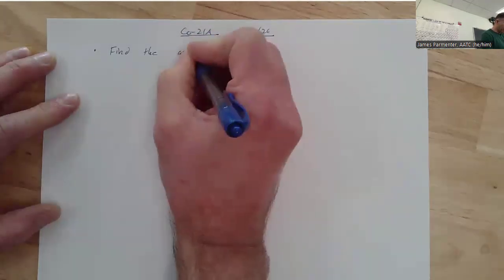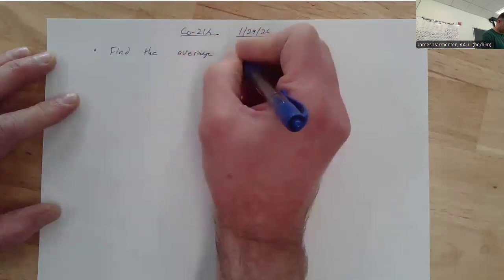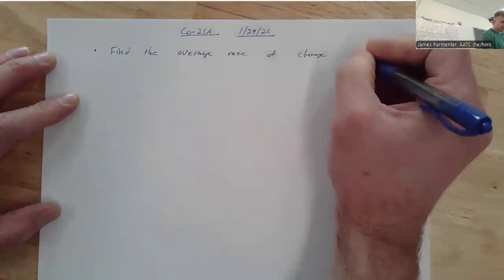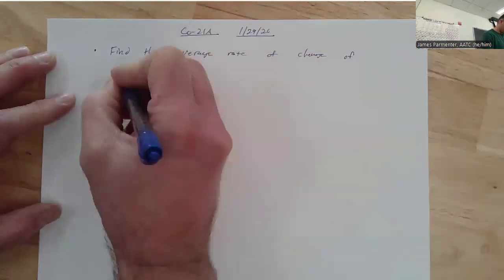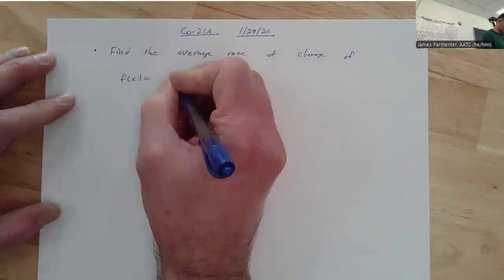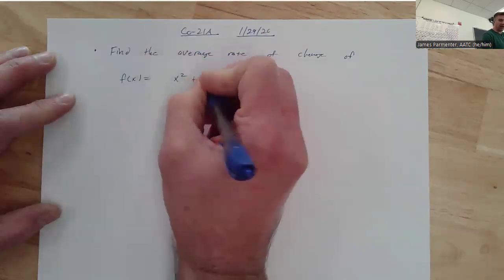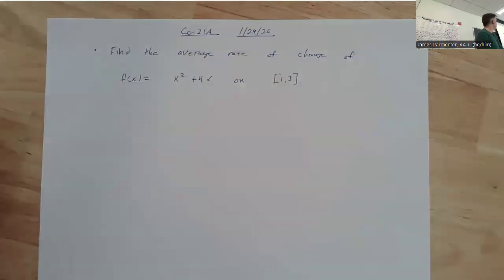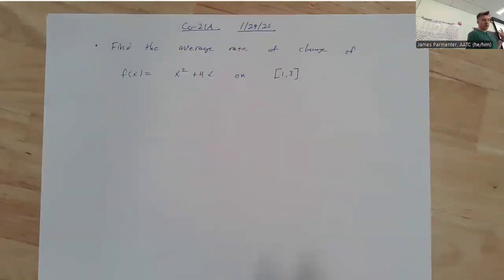So we said find the average rate of change of f of x equal to x squared plus 4x on the interval from 1 to 3. Here's how we do that. I'm going to do it without drawing the graph, and then I'll draw the graph to give context.